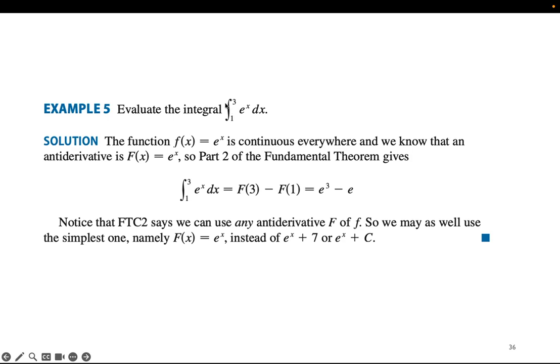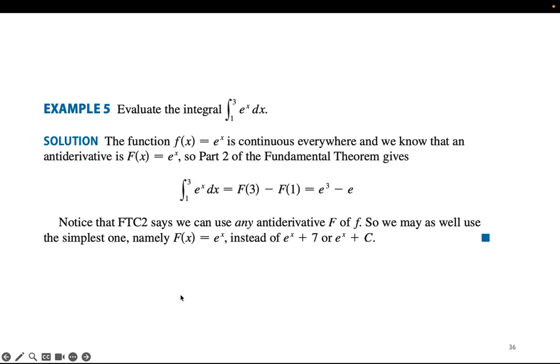So how do you find the definite integral from 1 to 3 of e^x? Well, all you need is just one antiderivative. And we know that this is very easy. The antiderivative of e^x is just e^x again, because when you differentiate e^x, you get e^x. So part 2 of the theorem says that to find this definite integral, I take the antiderivative, I plug in the endpoints, 3 and 1, and I subtract. And this expression is exactly the area under this curve from 1 to 3.